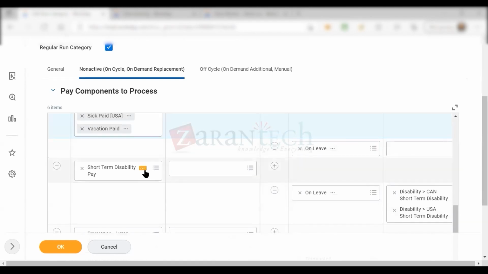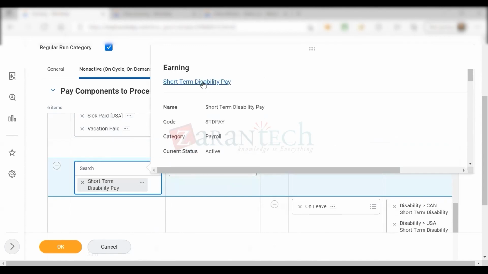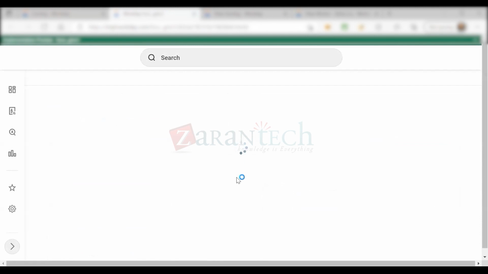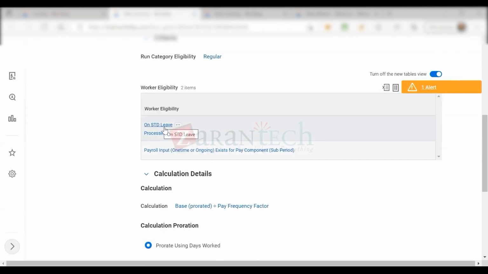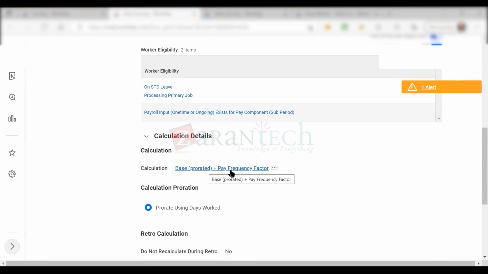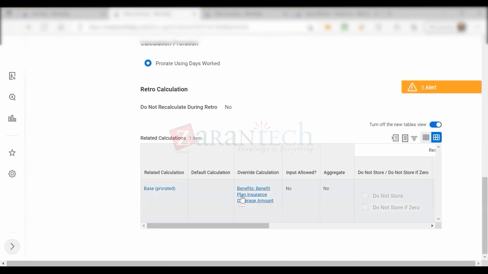Okay, so let's go and dig in further, because it is something similar to what we checked on the long-term disability earning. Let's see how this is configured. So similar structure: if employee is on short-term disability leave, then only process this leave. And again, it is the same, base prorated upon pay frequency factor. Base prorated is coming from the benefit plan insurance coverage amount.